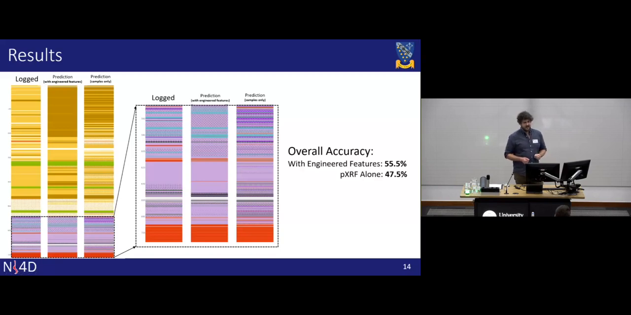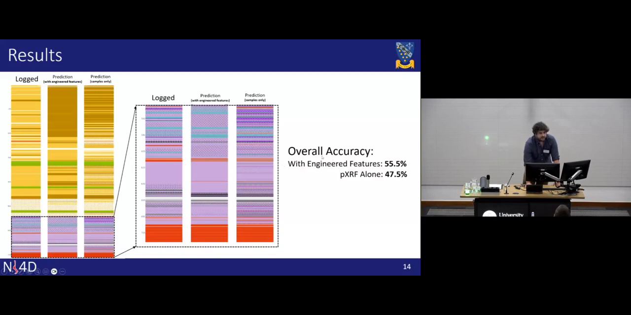I'm just going to mention the elephant in the room. These accuracy numbers don't look too great at first impression. I think that's probably what a lot of people are thinking. I'm going to spend the rest of my limited time trying to explain why I actually think they're okay. The log is on the left, my prediction with the engineered features is in the middle, and then the prediction with the samples is on the right. Numerically, whilst the accuracy is low, the engineered features do improve the situation.